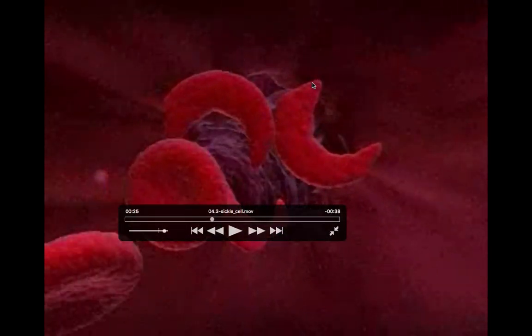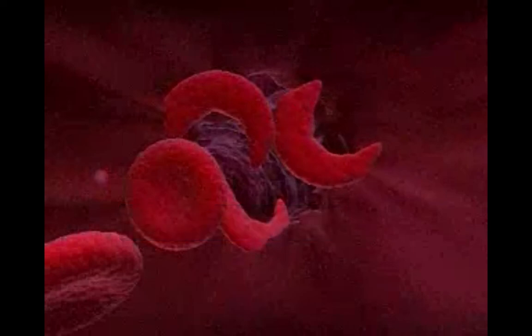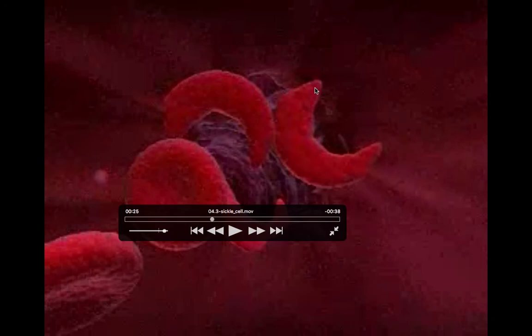If you see this part, this looks like a sickle. The sickle is like the hook of the Grim Reaper, something like that. So that's the sickle.